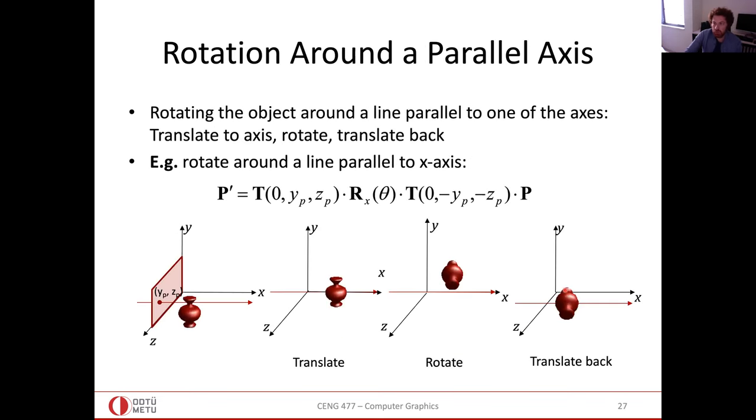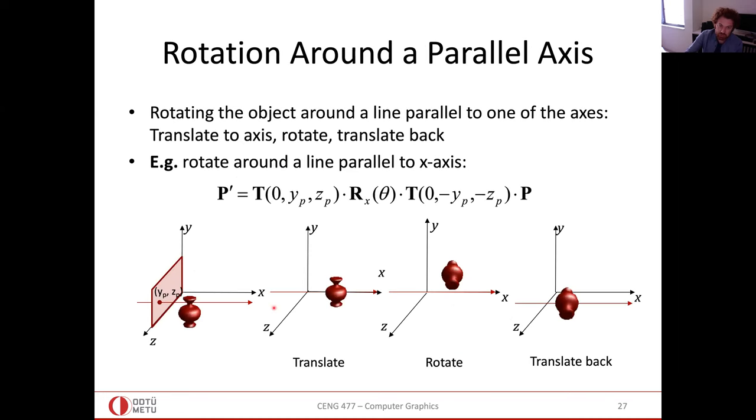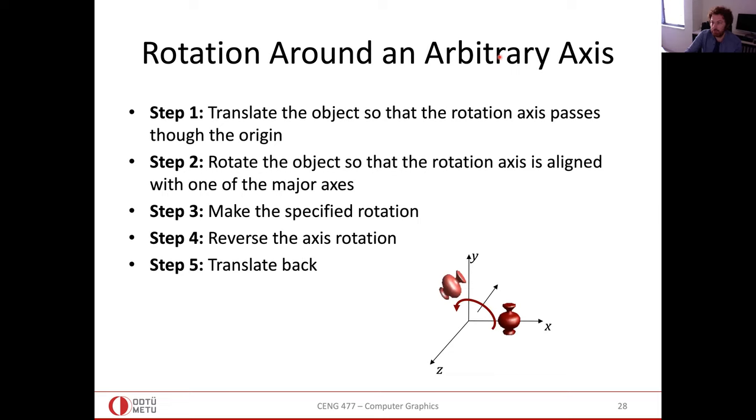Now let's do a more general case. Actually, the last case, the most generic case. We need to handle that, because in reality, we may want to rotate an object around any arbitrary axis. But the logic is the same. So this idea will extend smoothly to this arbitrary case. What you do is translate the object so that the rotation axis, the black axis here, passes through the origin.